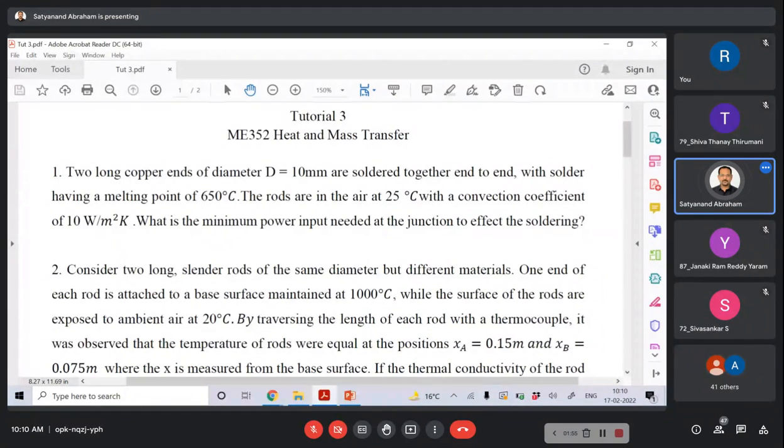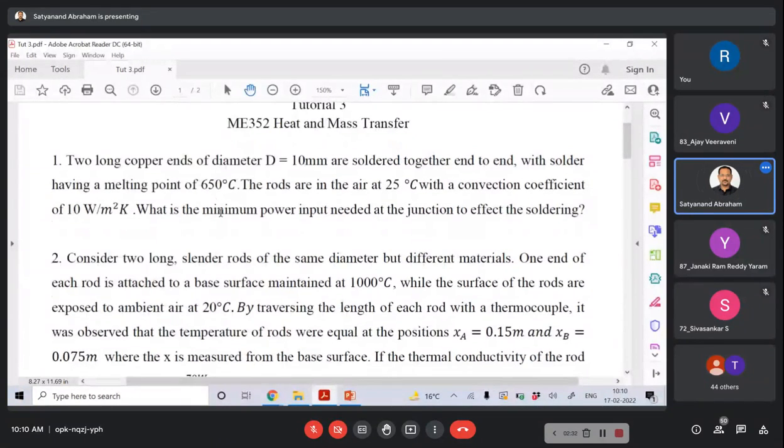Okay, so a fin problem doesn't necessarily mean the fin as it is. There can be other practical purposes for this particular equation. It doesn't always mean actual fins need to be there. There are practical situations where fin equations can be used that are not actual fins. So here what is asked is the power input for the soldering such that the base temperature needs to be at 650 degrees Celsius. Two long wires are going to be soldered at the center.